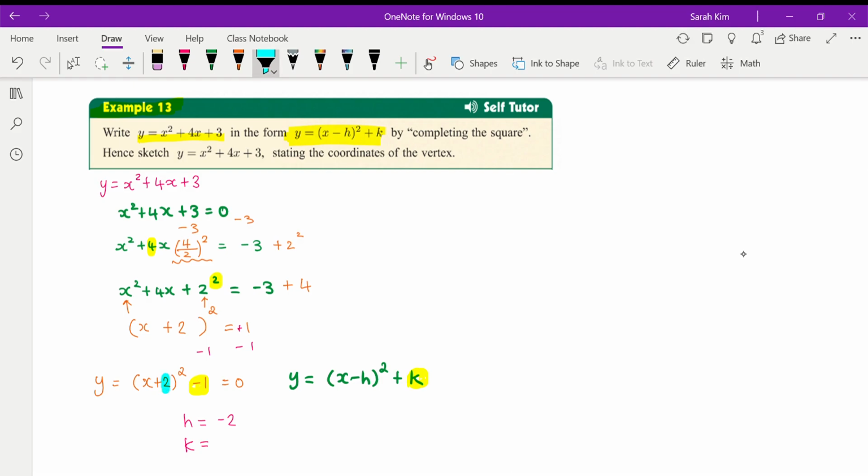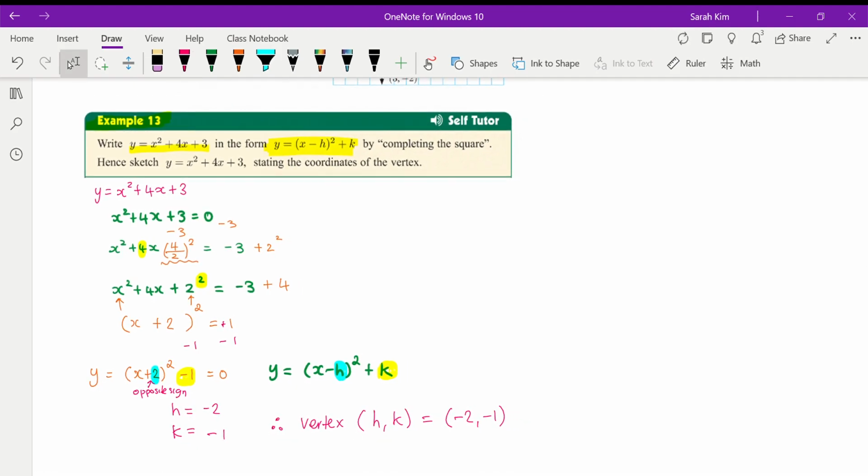Alright, so maybe I'll use some highlighters to help you out. So it's kind of the opposite, so I'll write opposite sign for that one. Blue, that one's blue. Alright, so my k is negative 1. So I have my h and I have my k, meaning I should know my vertex out of this. So therefore, what's my vertex? The x coordinate is the h, so it's h, k, so that becomes minus 2, minus 1. Easy as that. So once you have your completed square equation, it should be super easy to find your vertex.